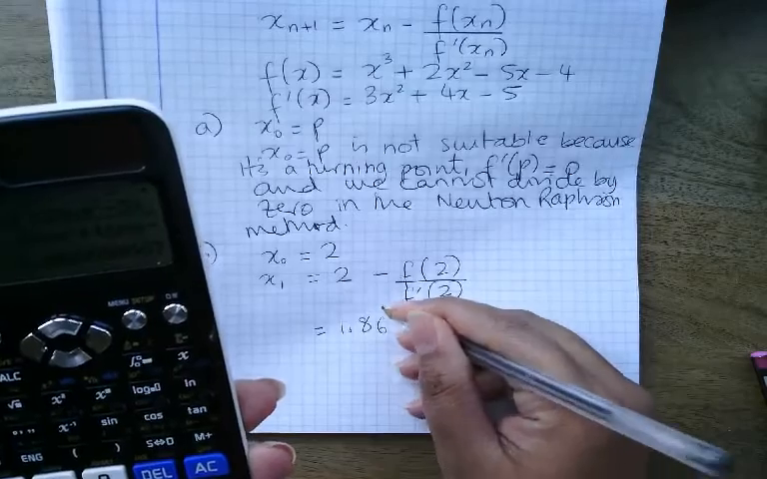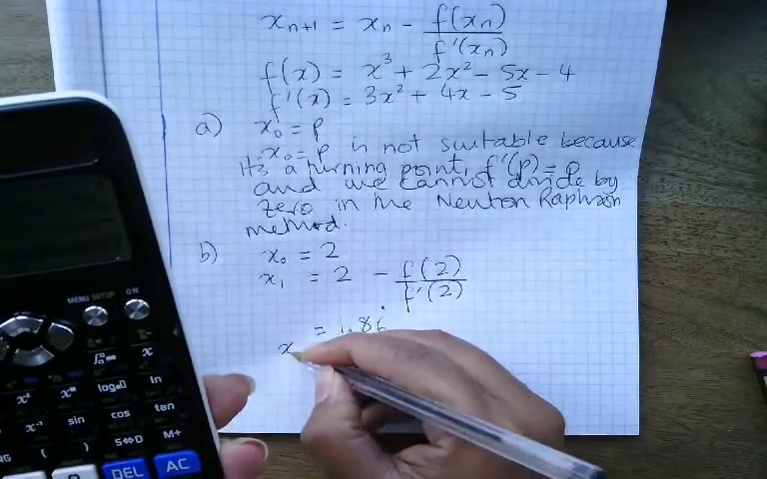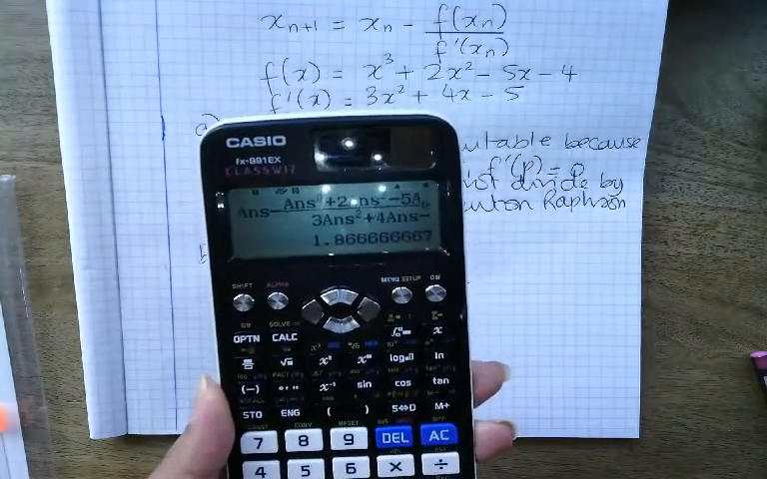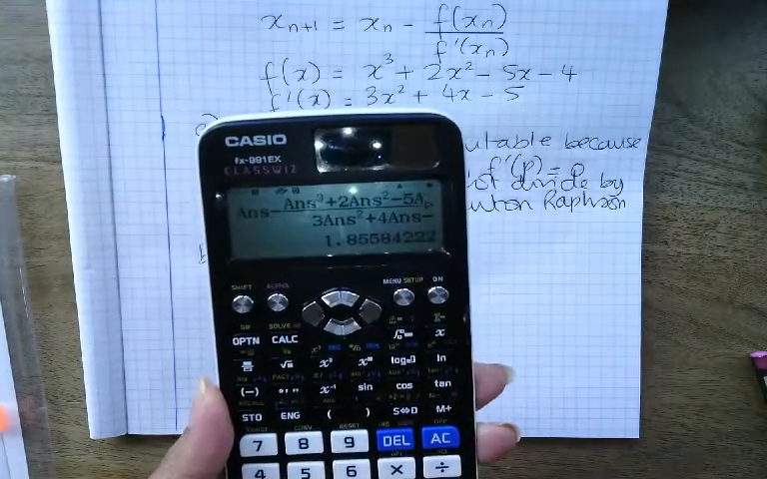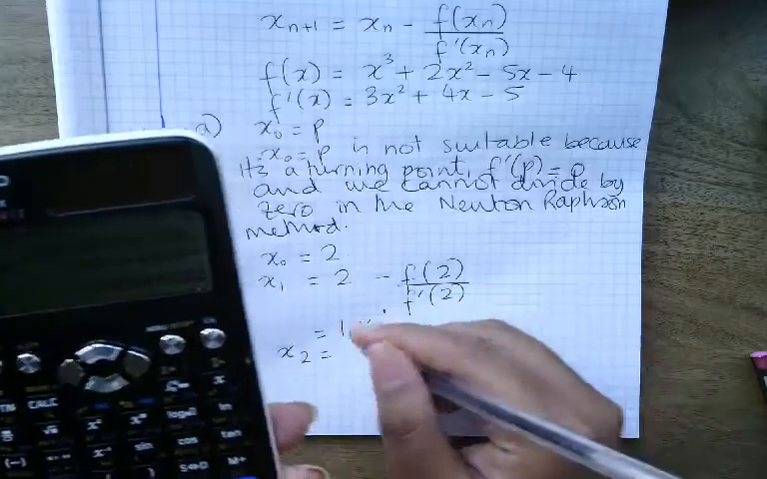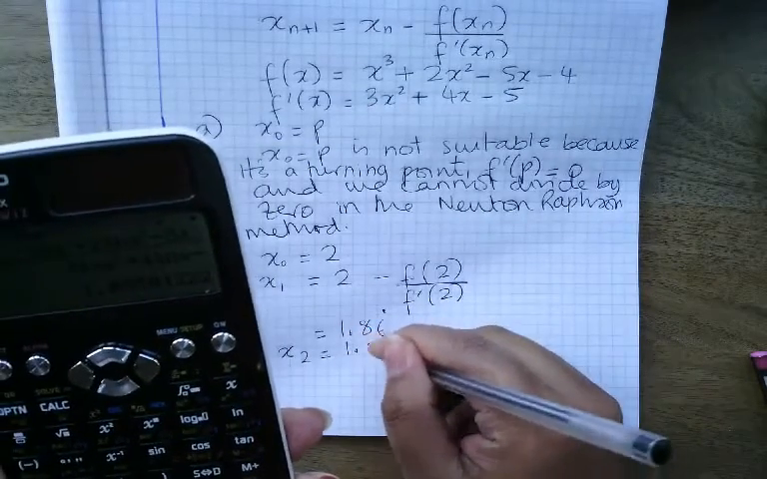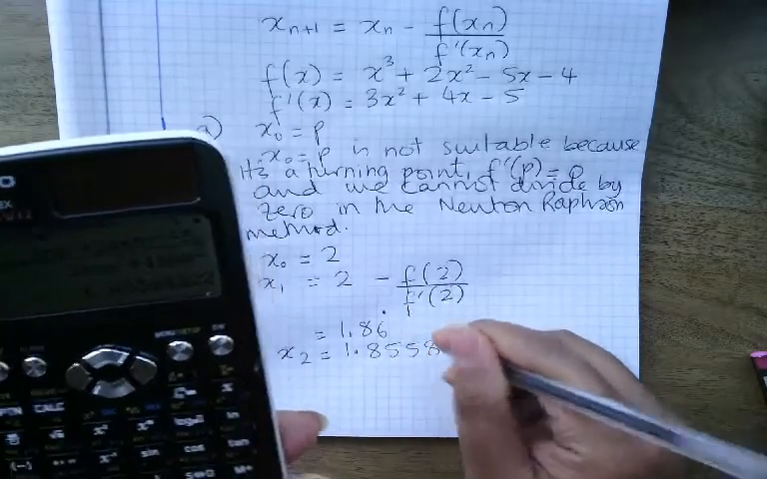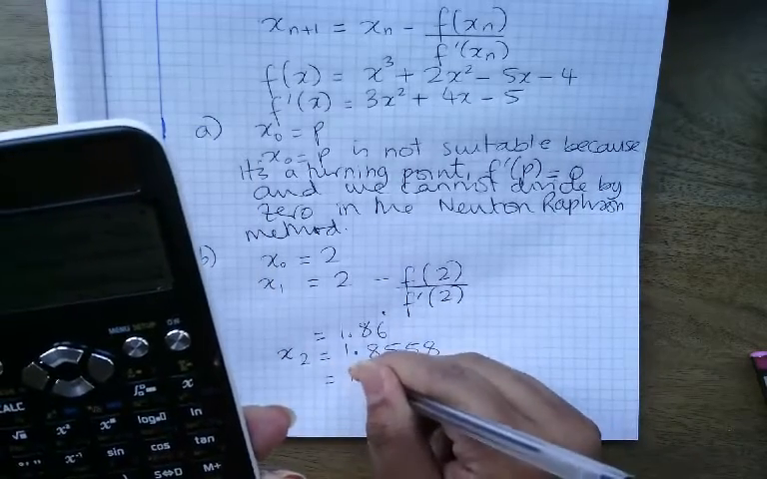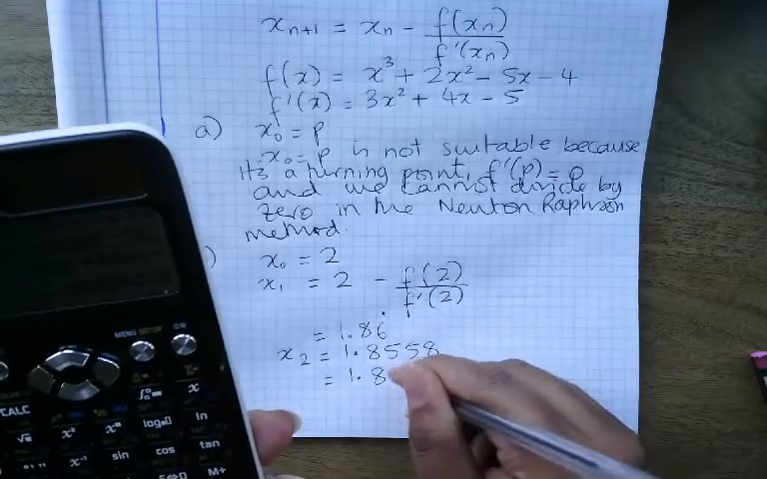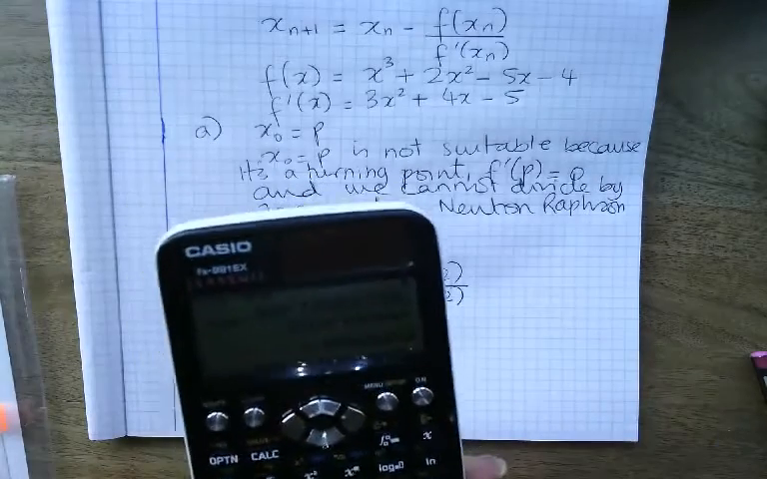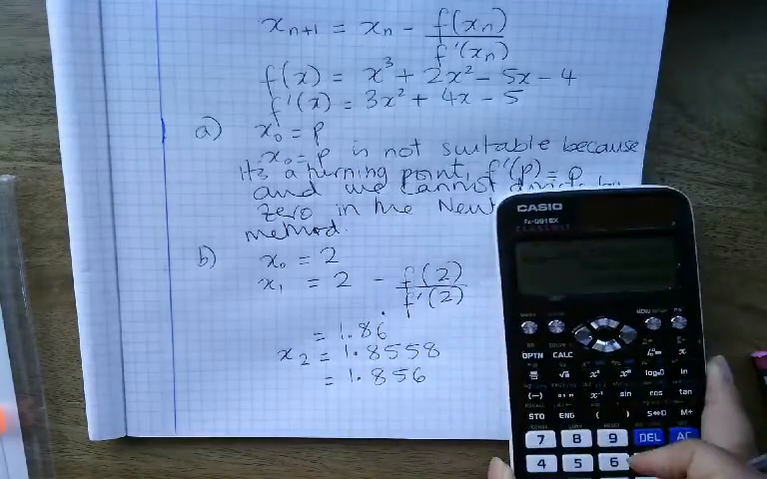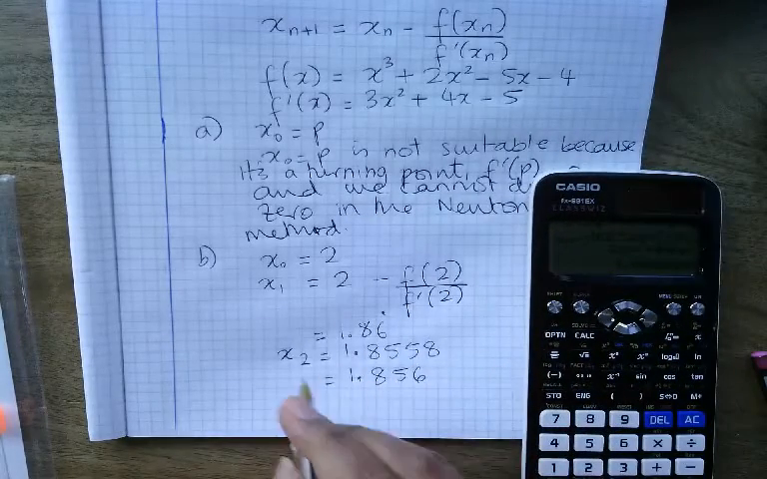That gives me 1.86 recurring, and I need to apply this once more, so I'm just going to press the equals button once more, and I will get 1.8558, and to 3 decimal places that is 1.856. And that is our x2 to 3 decimal places.